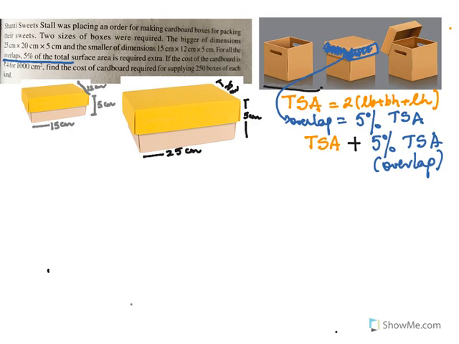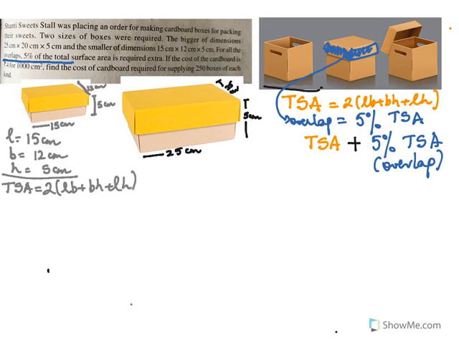So while working the sums out, we need TSA plus 5% of the TSA for overlap. Now we have two kinds of boxes. One box is a small box. The length is 15 centimeters, the breadth is 12 centimeters and the height is 5 centimeters. Here we will require the TSA. You put the formula for TSA and put the values in. After the calculation you get 630 centimeters square. This is the TSA.